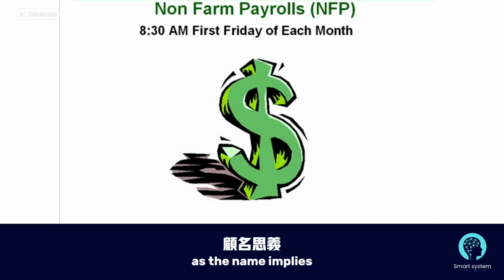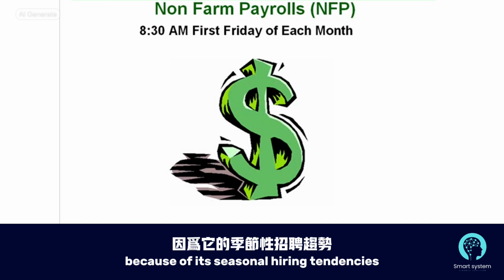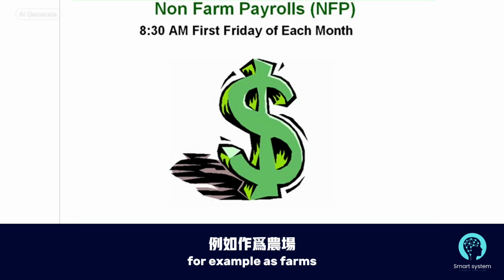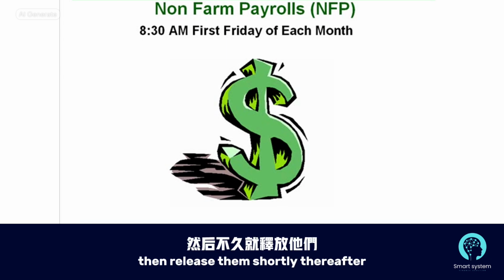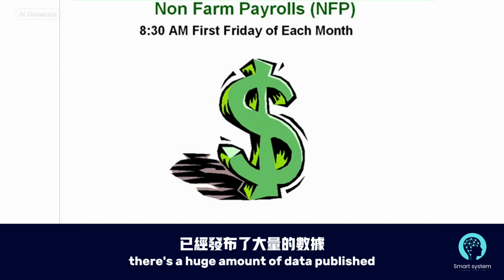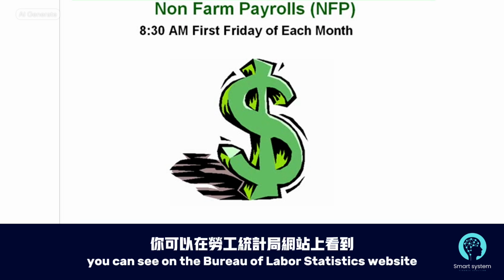As the name implies, the farming industry is not included here because of its seasonal hiring tendencies, which would distort the number around harvest times. For example, as farms add workers for the harvest, then release them shortly thereafter. As with GDP, there's a huge amount of data published along with this report, all of which you can see on the Bureau of Labor Statistics website.